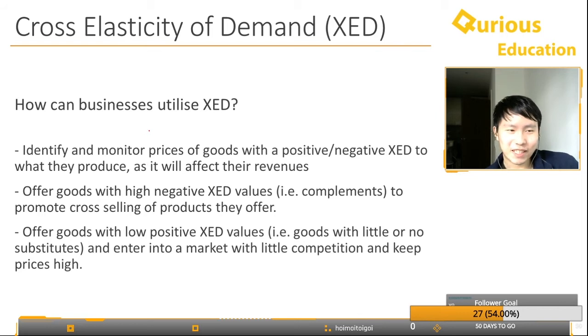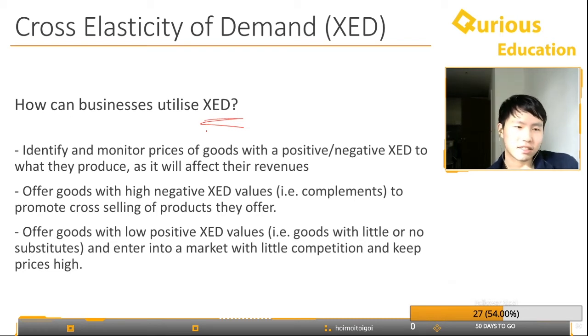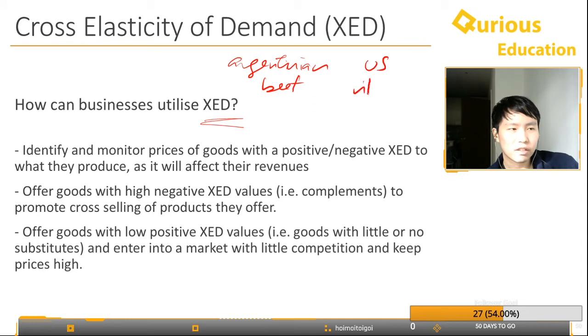So how can businesses utilize cross elasticity of demand? In general, cross elasticity of demand is just the relationship between different products, whether they complement each other or replace each other. If we go back to the previous example of Argentinian beef and US ribeye, we know that these two products replace each other because they're both beef, even though they're from different countries.